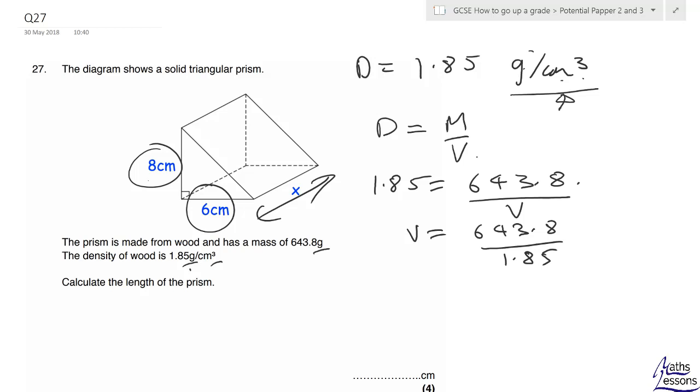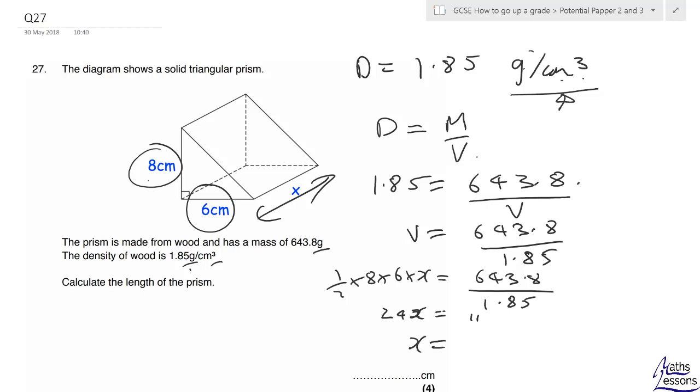Now we also know our volume is equal to the area of this triangle times by that length. So the area of the triangle is a half times 8 times 6 times x. So we know that a half times 8 times 6 times x will equal the volume, which is just 643.8 over 1.85. Notice I don't work things out before I need to. Half times 8 is 4. 4 times 6 is 24. So I have 24x is still equal to that value above.